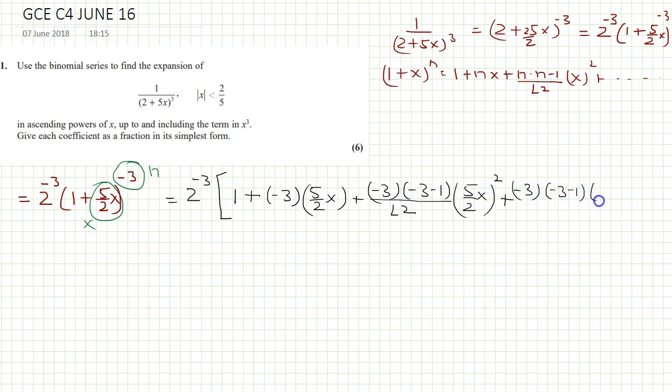The third term will be n(n minus 1)(n minus 2) over factorial 3 times (5 over 2 x) to the power 3, and this is the bracket. So this will be 1 over 8 times (1, this is minus 15 over 2 x, this is minus 3. Let me solve it here.